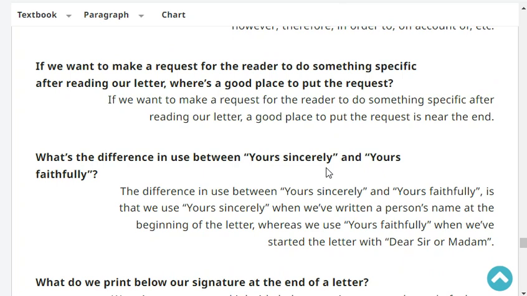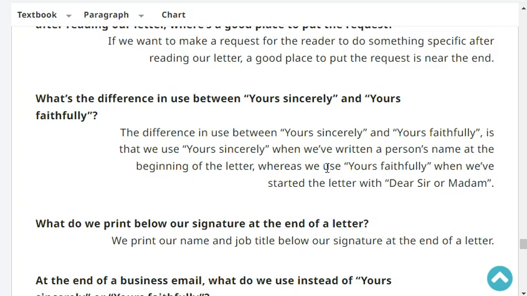If we want to make a request for the reader to do something specific after reading our letter, where's a good place to put the request? If we want to make a request for the reader to do something specific after reading our letter, a good place to put the request is near the end. Very good.